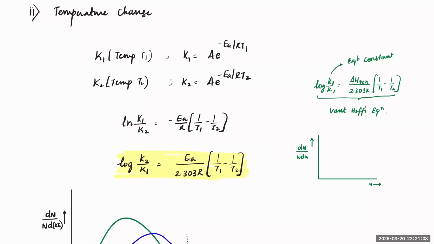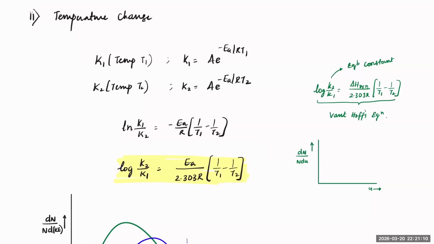Next, the second thing. First we used the catalyst, correct? Due to the catalyst, the activation energy changed, and we just saw how it impacted. Second thing, what if there is a temperature change? See, if we had k1 at temperature T1, this is the equation of the rate constant. If we have k2 at temperature T2, this is the equation of the rate constant.